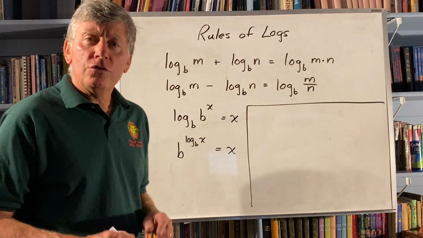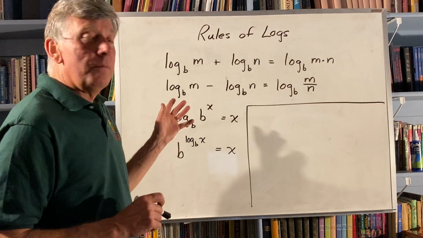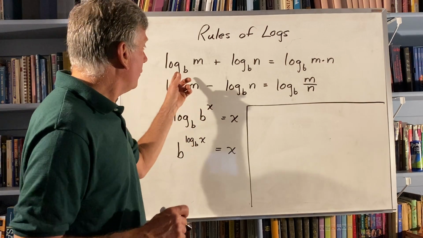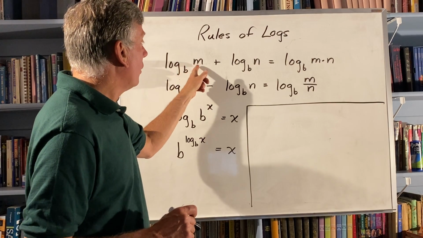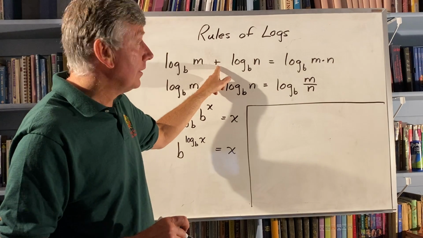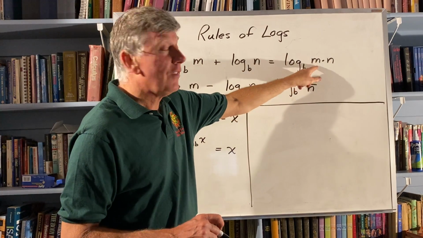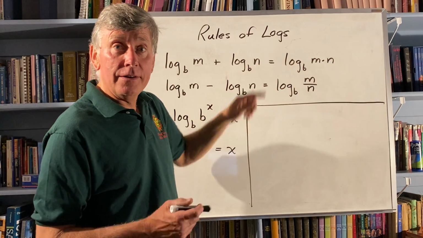I want to go over rules of logarithms. And the first one, where you take the log of m plus, it's very important that you add it here, the log of n, that is equal to the log of m times n.